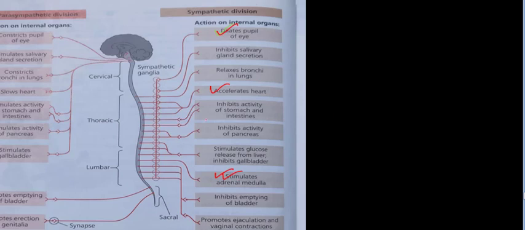Since the sympathetic division stimulates the adrenal medulla, another important structure develops, called the sympathetico-adrenal system. In this case the adrenal gland functions just like a postganglionic neuron. The sympathetic nervous system activates the adrenal medulla, inhibits the emptying of the bladder, and promotes ejaculation and vaginal contractions. So these are the functions of the sympathetic division.